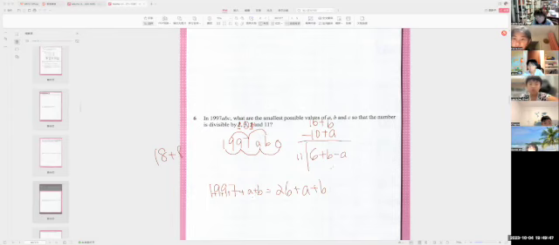Okay, so let's see. If B is 5 and A is 0, it's divisible by 11, right? But you can see if this one is 5 and 0, obviously it cannot be divisible by 3. So Oliver said A equals 1, B equals 0. But 6 plus 0 minus 1 cannot be divisible by 11. I don't think so. Let's see, 1997, A equals 1, B equals 0.